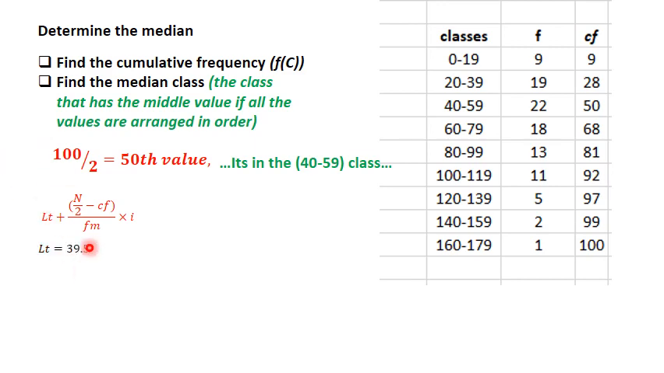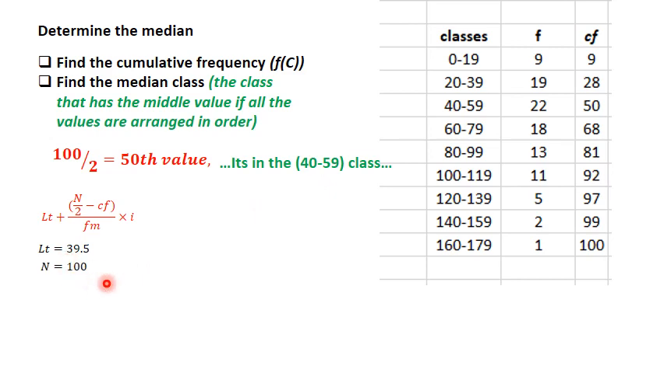The LT is 39.5. And where does that come from? We have the median class, which is 40 to 59. So the lower true class limit, which is what we have here for LT, will be given by 40 minus 0.5. For all of these classes, what we have given here are the class boundaries, so we transform them to class limits by subtracting 0.5 for the lower boundary, and for the upper boundary, we add 0.5. So for the median class, the lower boundary will be 40 minus 0.5, which is 39.5.